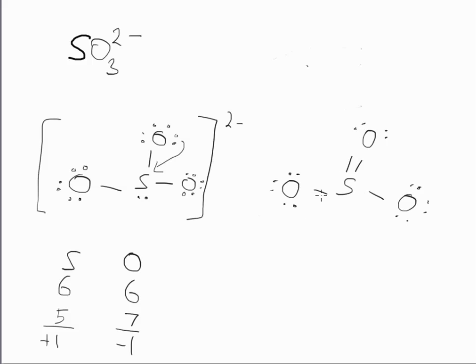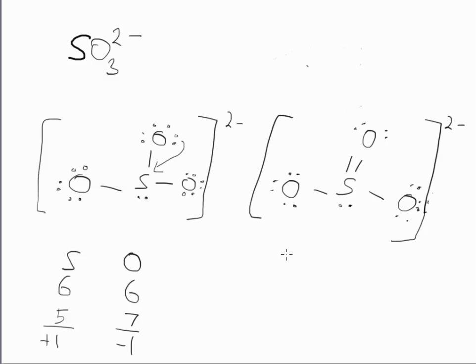So this we've got, sorry, we need to put these electrons in here. So now we've got our sulfite ion. Let's just redraw those electrons in there so we can actually see them. 2-. So can we work out the formal charges?